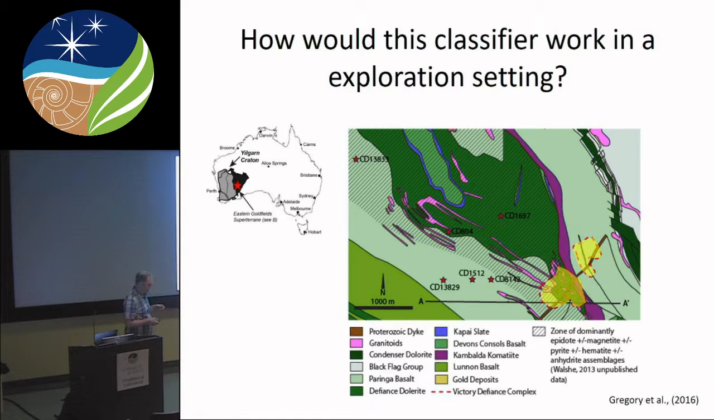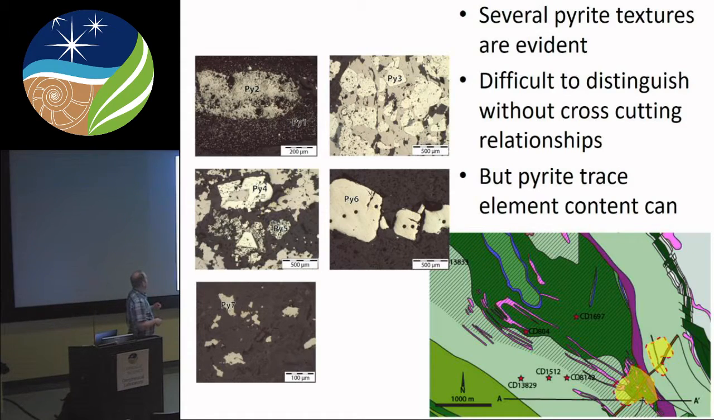So for this, we went back to one of my PhD chapter sites at the St. Ives Gold District in Western Australia. This is broadly an anticlinal structure hosted in a greenstone belt with a few sedimentary interbeds. Here I identified 7 different types of pyrite, one of which is associated with gold mineralization.